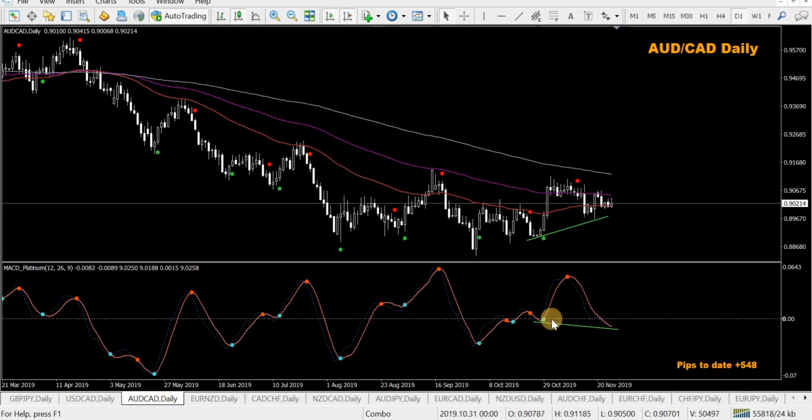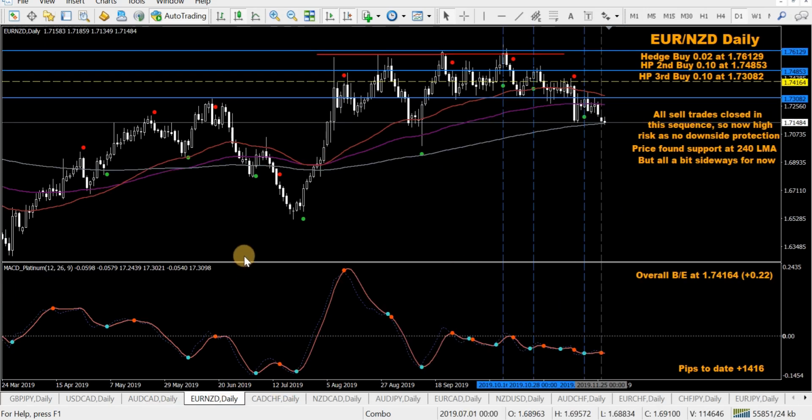AUD CAD, again, green trend lines means I'm looking at potential bullish divergence. I draw these trend lines every day as the market progresses. There's still no confirmation here, as there's no blue dot on the MACD platinum, nor is there any green dot in the QMP filter. But the way price is going, that's setting up for possible bullish divergence. So nothing doing in there at the moment. Pretty boring so far, except for this one.